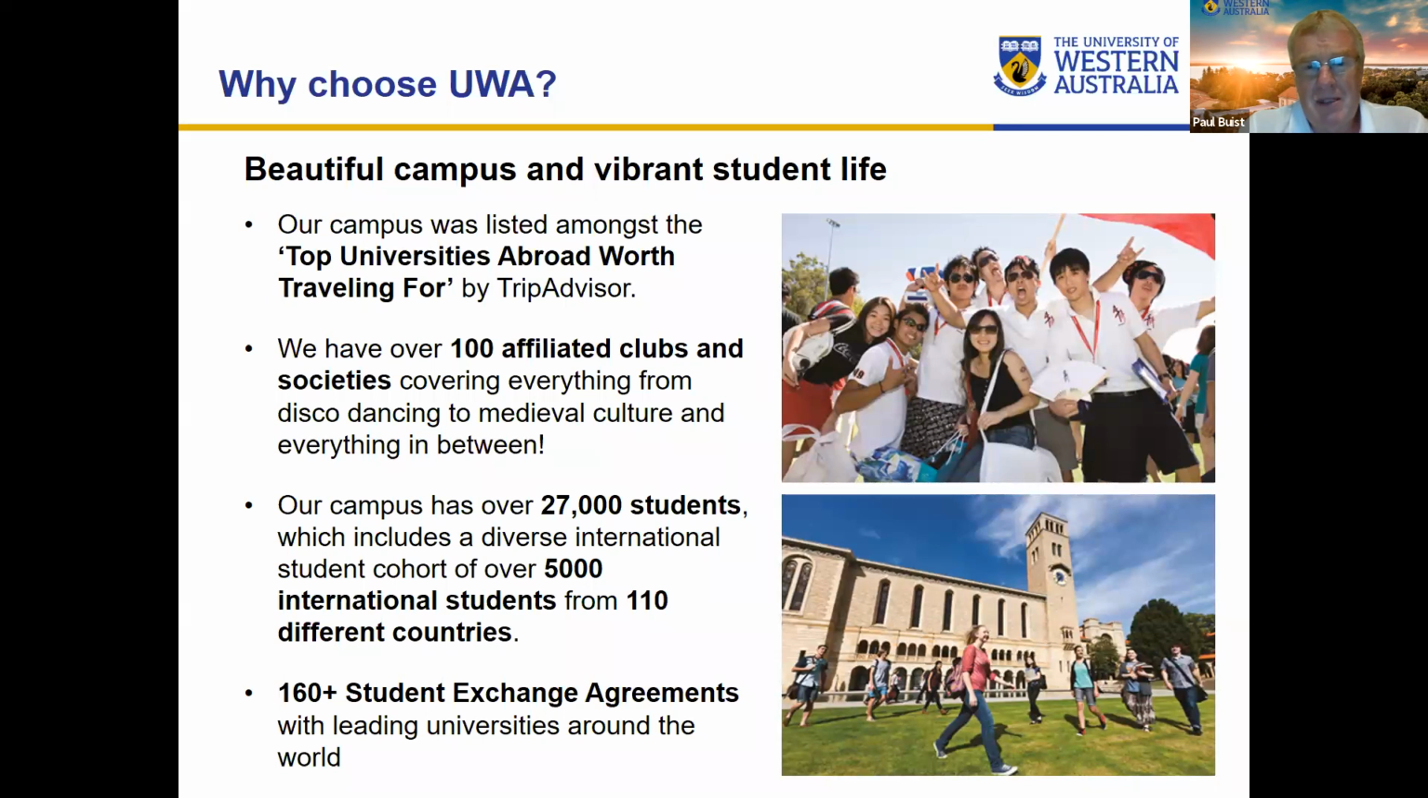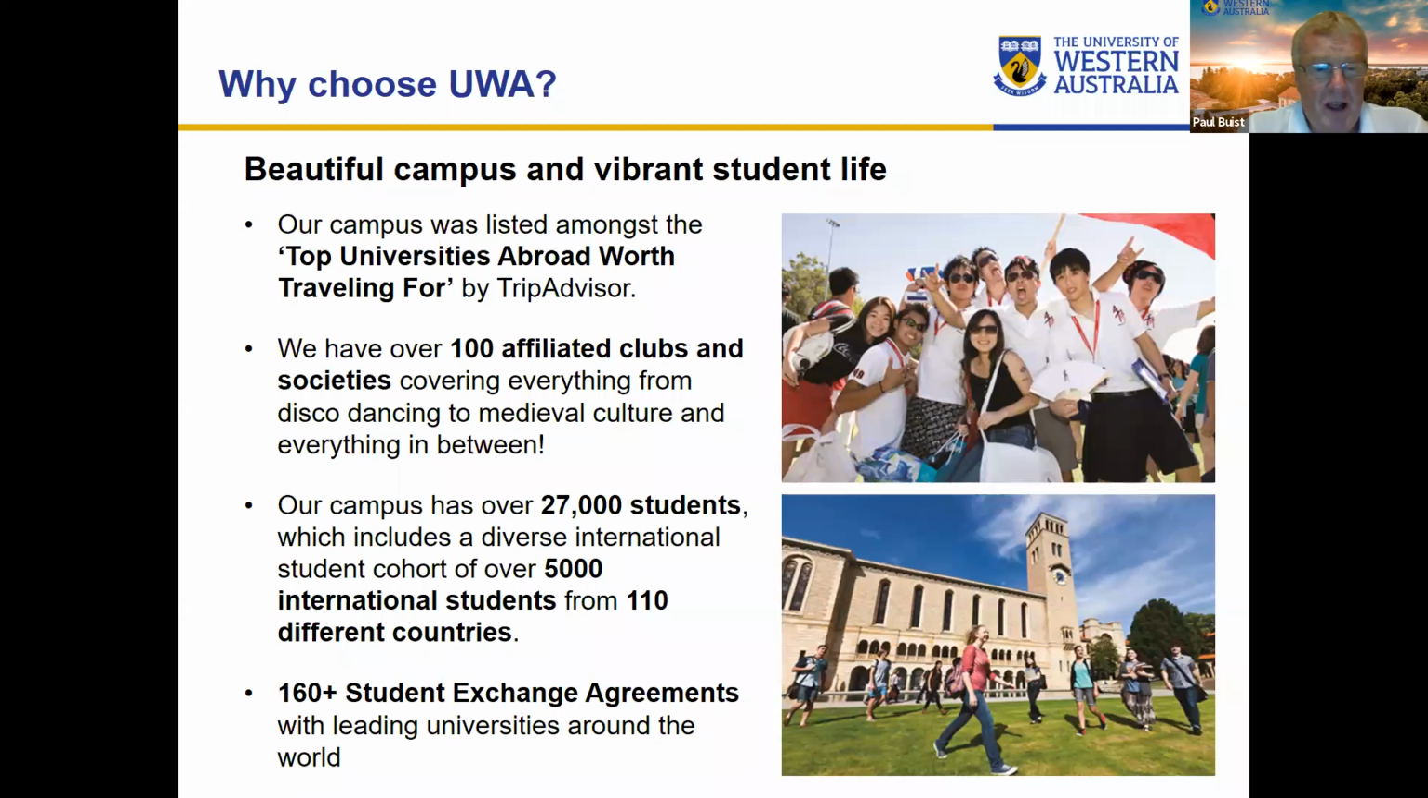Some are sporting clubs, some are clubs based on nationality. Others are just really social things like ballroom dancing, for example, or disco dancing, or medieval culture. There's even a society for people who like to eat chocolate. So there's so much to do on campus. And joining the clubs is a great way to meet people. It's also a great way to settle into Perth, because they quite often have social outings as well.